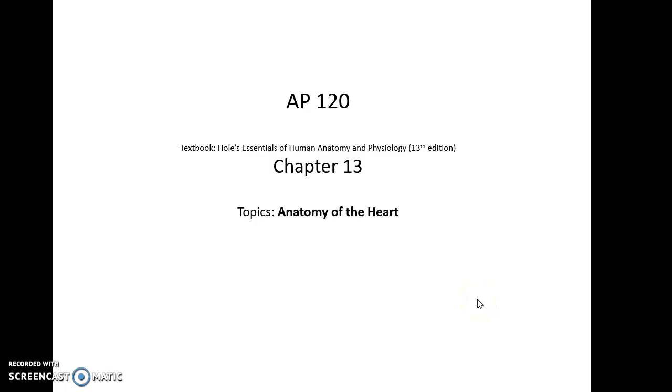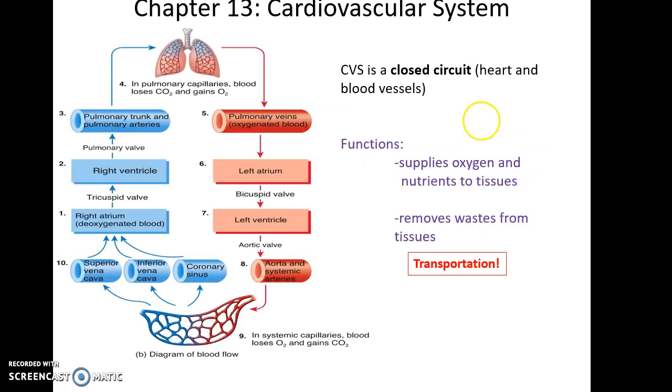AP 120, Chapter 13 topics: Anatomy of the Heart. So, it turns out the cardiovascular system is a closed circuit, including the heart and the blood vessels. What this basically means is that blood flows from the heart throughout the blood vessels, going to the lungs and body, and then back to the heart over and over again. So, it's just a continuous circulation.